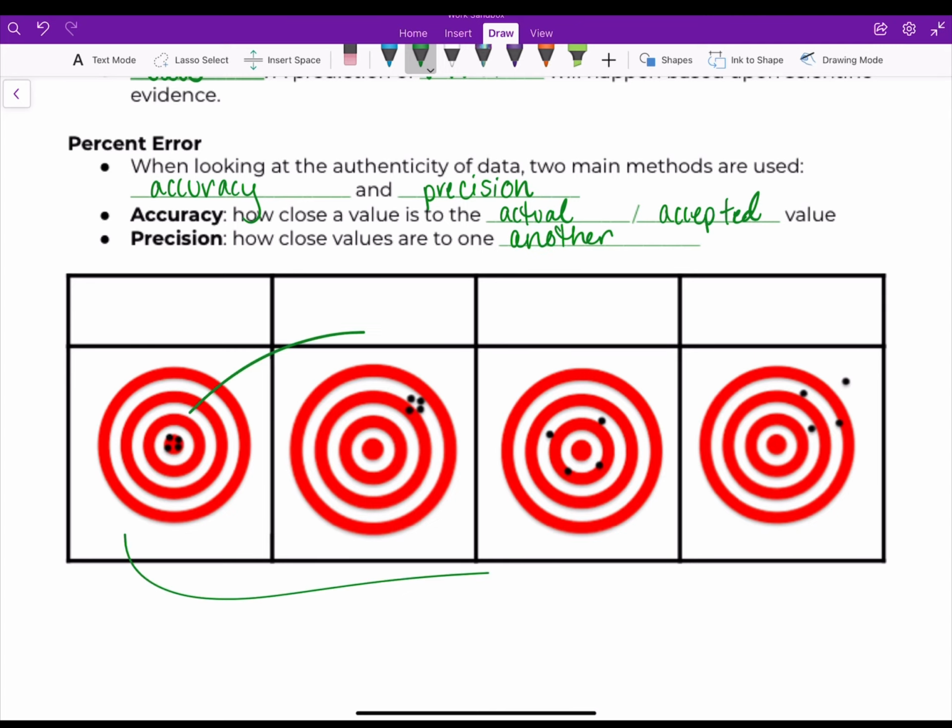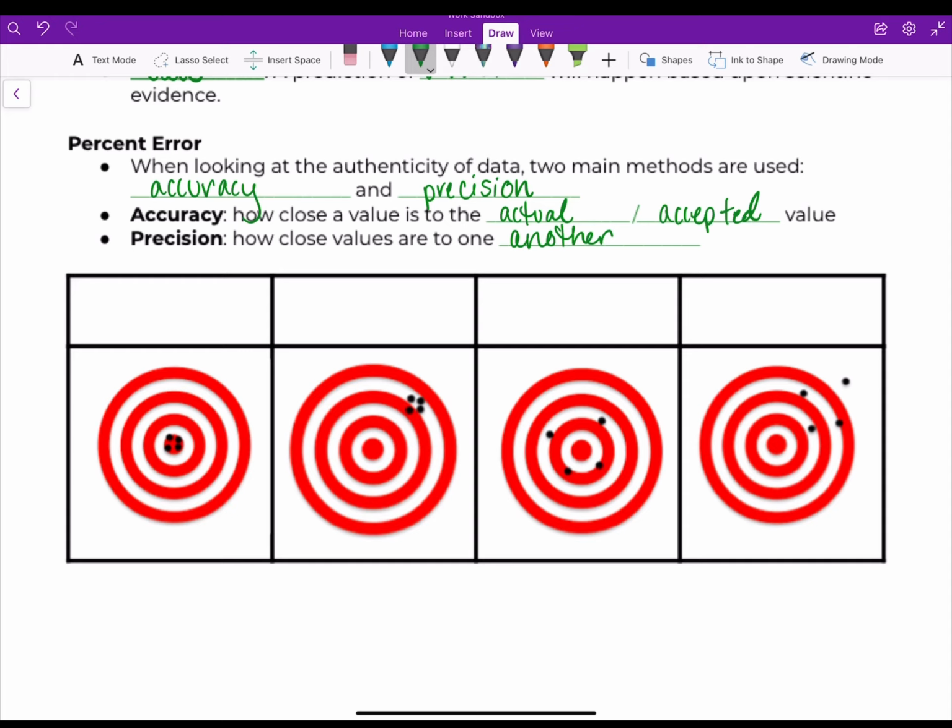Let's move on and look at these targets. Whenever you are aiming for a target, you're always aiming for the center, right? We want to get bullseye. So if you hit the bullseye on a target, you are being accurate. Or if you get close to the bullseye, you're being accurate. If you're precise, all of your shots on the target are going to be close together.